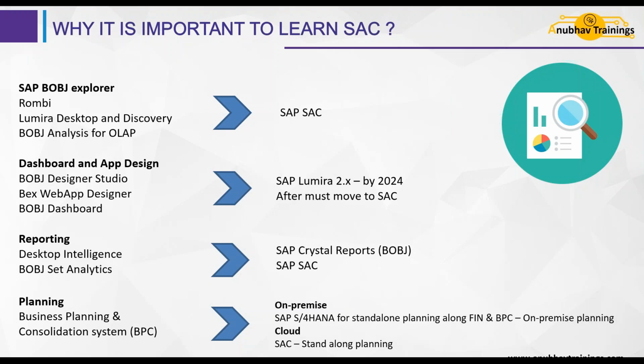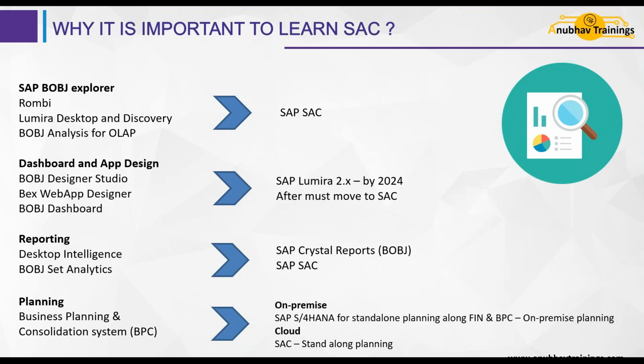If you're using dashboard and app design using BusinessObjects Design Studio, Web App Designer, or BusinessObjects Dashboards, for now you would be moving to Lumira 2.x, which will be maintained until 2024. But after that, everything will also move and converge to SAC. For reporting purposes, you may be using Desktop Intelligence and BusinessObjects Set Analysis. This will also go to SAP Analytics Cloud in the long run.